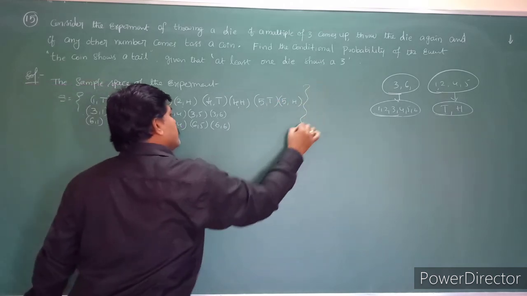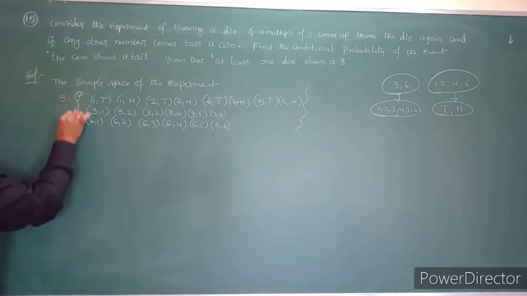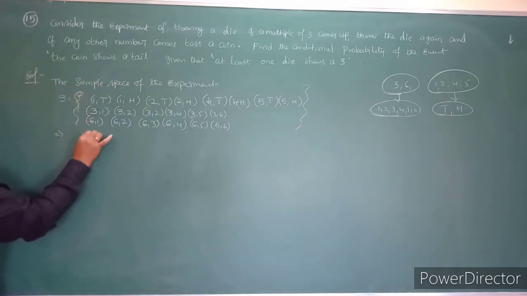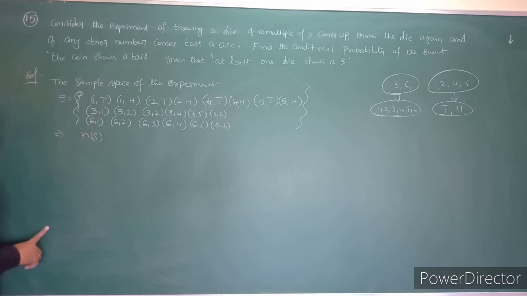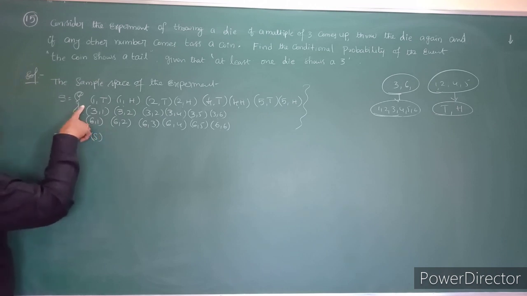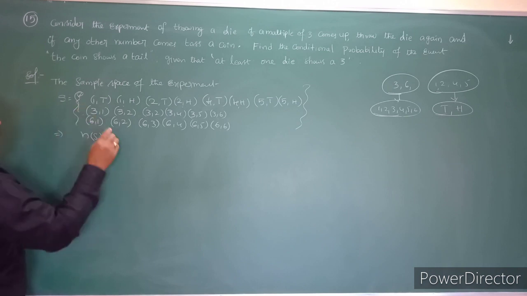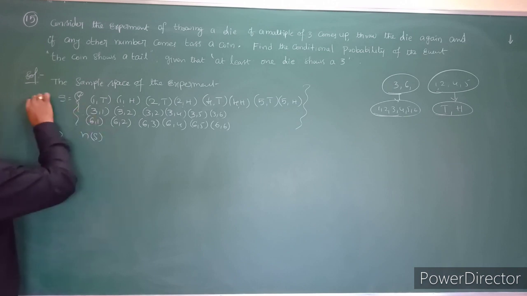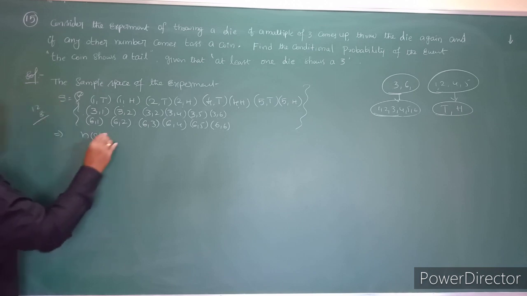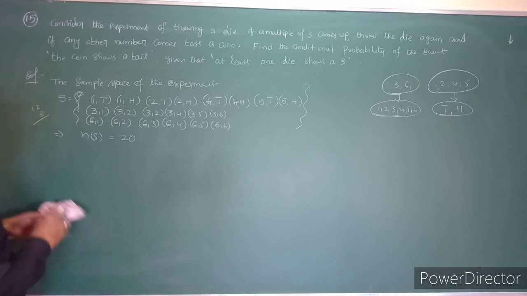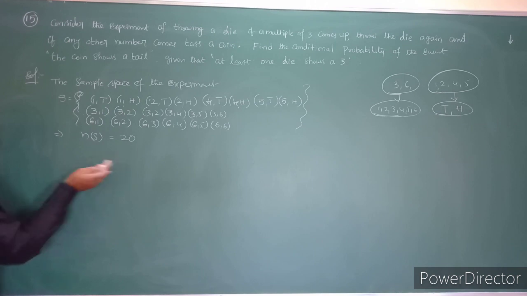So this is the sample space. That implies n of S is equal to 6 plus 6, which is 12, plus 8, so n of S is equal to 20. The n of S value is 20 outcomes. After getting this, what is the value you have to take?